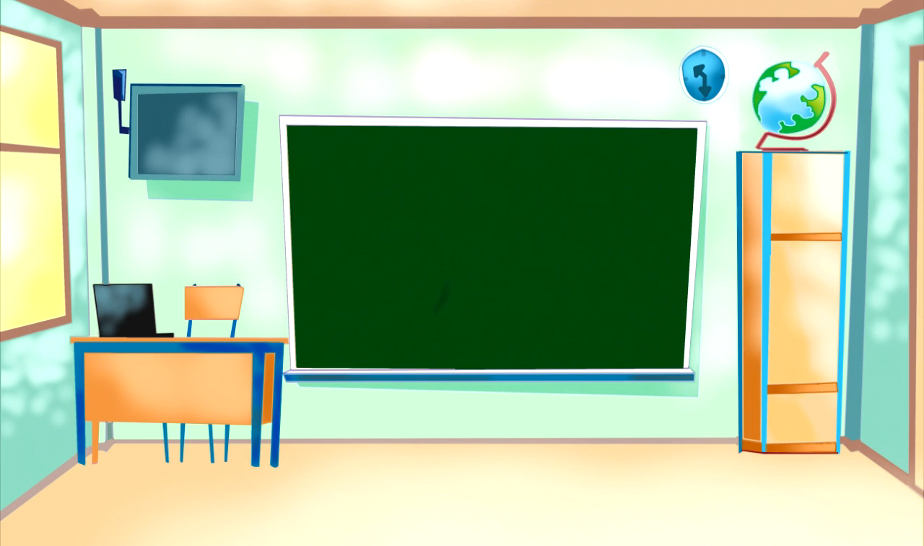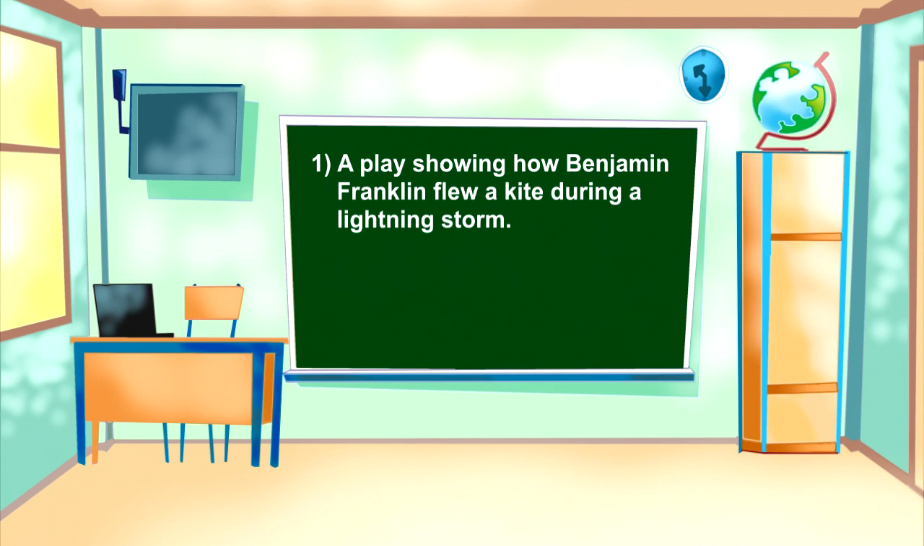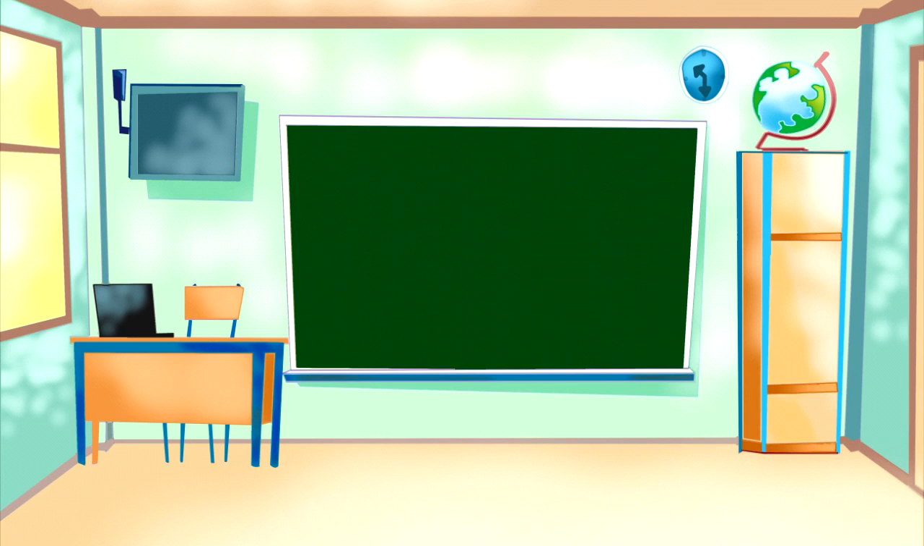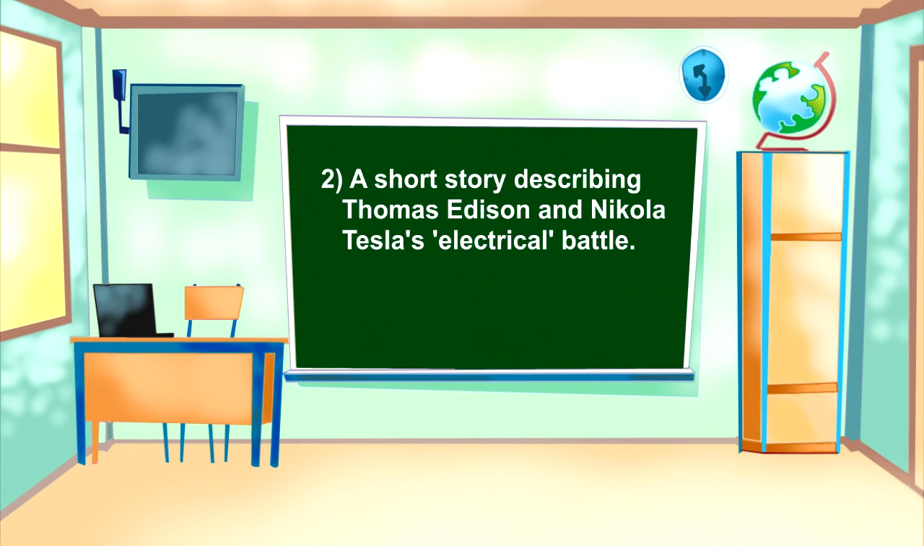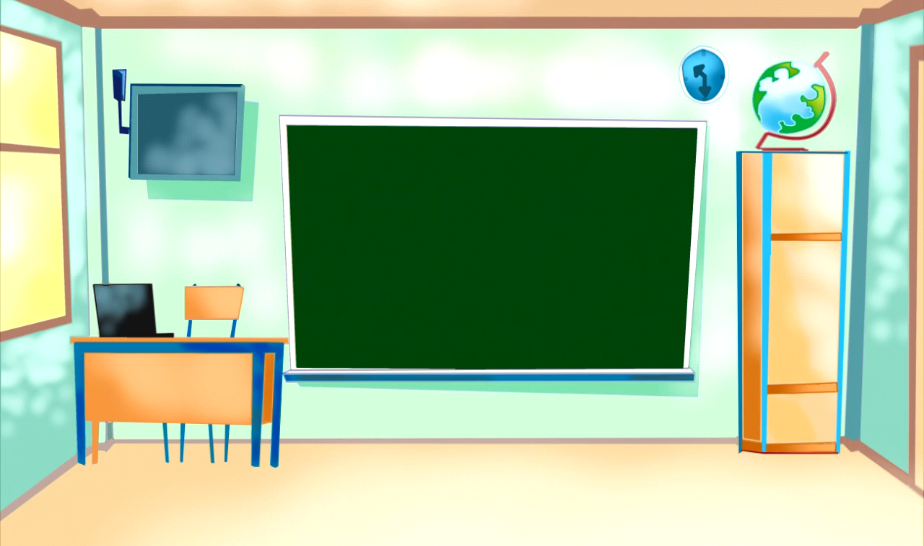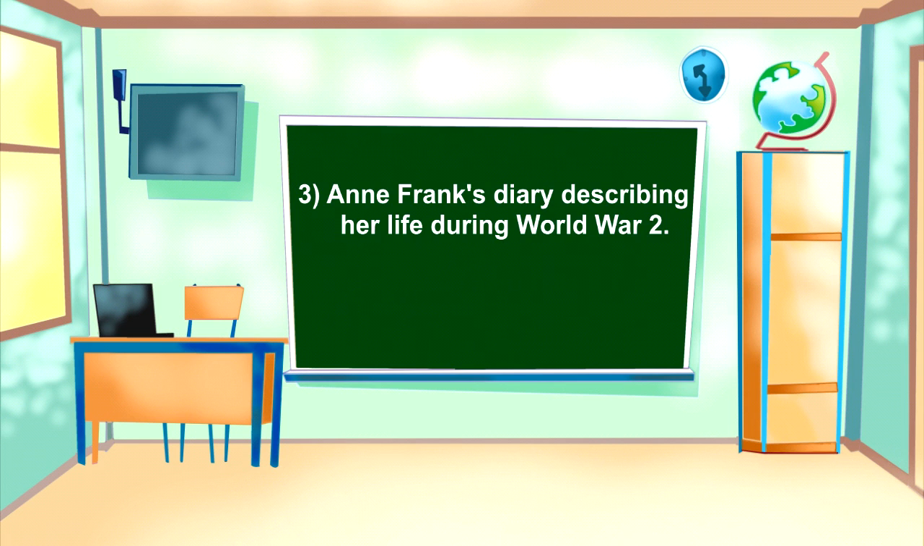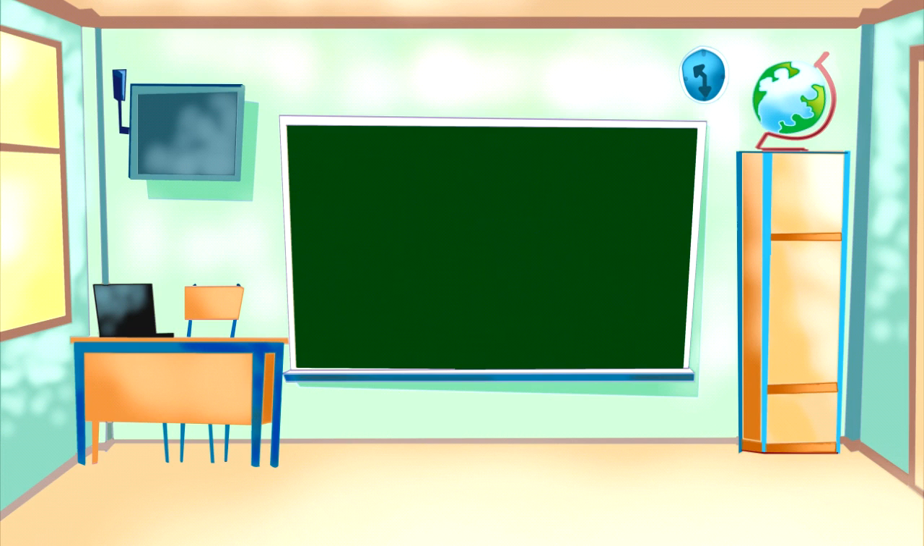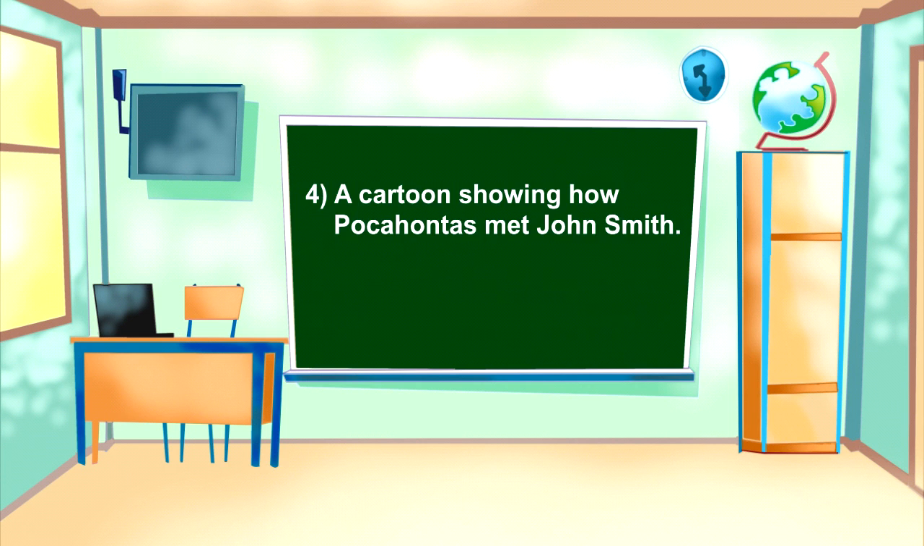For number 1, a play showing how Benjamin Franklin flew a kite during a lightning storm. Number 2, a short story describing Thomas Edison and Nikola Tesla's electrical battle. Number 3, Anne Frank's diary describing her life during World War II. Number 4, a cartoon showing how Pocahontas met John Smith.